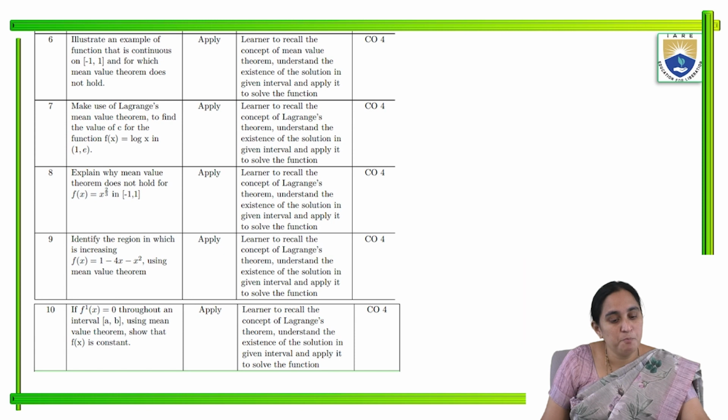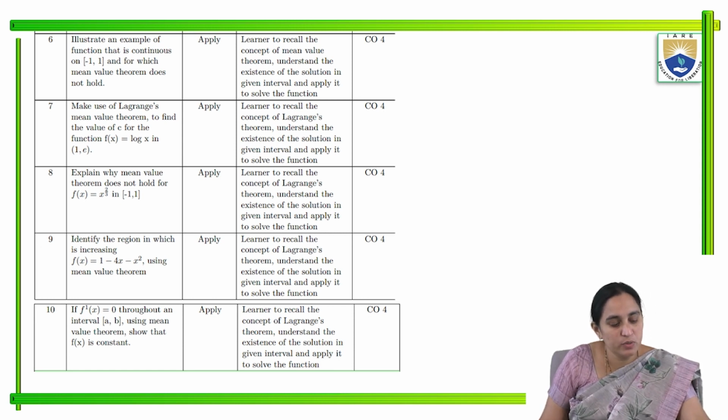In the seventh one, make use of Lagrange's mean value theorem to find the value of c for the function f of x is equal to log x. Okay, this is also simple by using Lagrange's. And next, explain why mean value theorem does not hold for f of x. That means where the condition is not satisfied for the function, we have to verify each and every condition for the Lagrange's. In one case, it is not equal, so that condition is not satisfied. That means the Lagrange's mean value theorem does not exist for the given function.